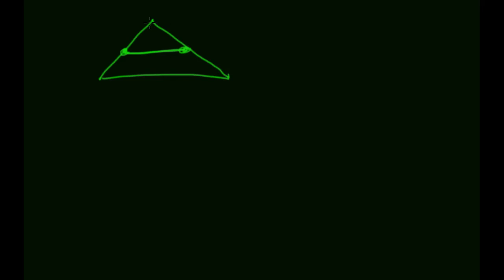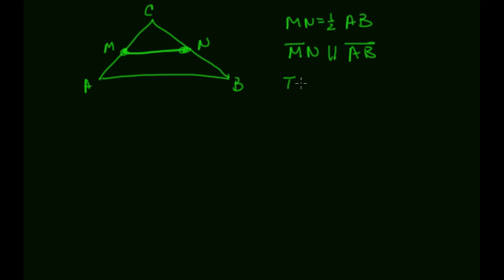Now, we're going to get a theorem here that's going to say that if this is triangle ABC, and this is the mid-segment MN, our theorem is going to say two things. It's going to say that MN is 1/2 of AB, and that MN is parallel to AB. So this is what we're going to call the triangle mid-segment theorem.